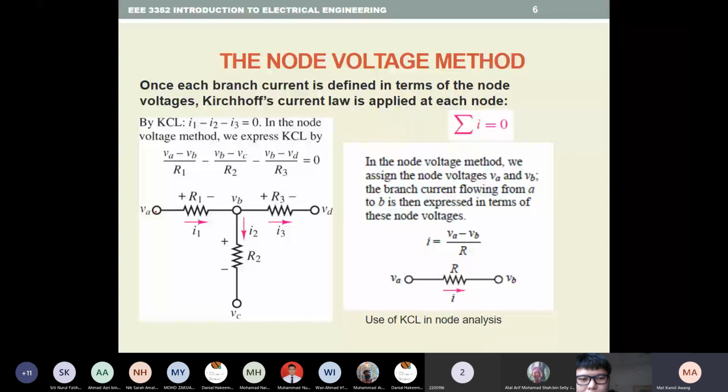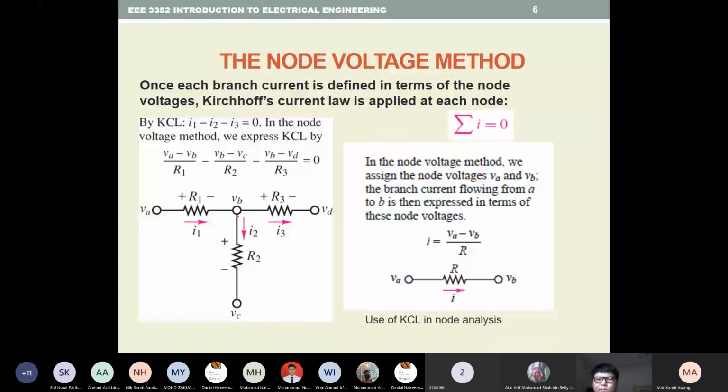Remember just now we have VA, VB, and in the other one, this one was VC, and this is VD. But that doesn't matter. Let's say we have VA, VB, VC, and VD. So, by Kirchhoff current law, we say that the summation of the current entering and leaving the node is equal to 0, right? From last week.